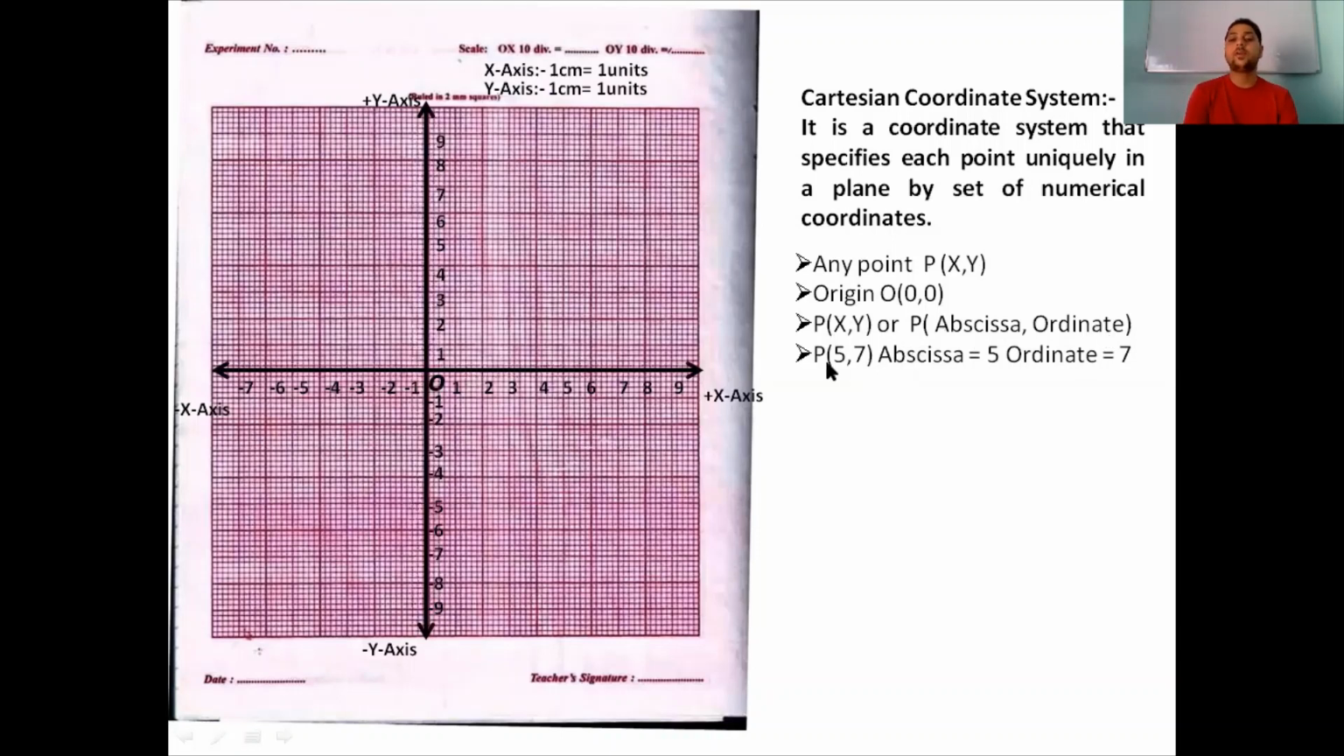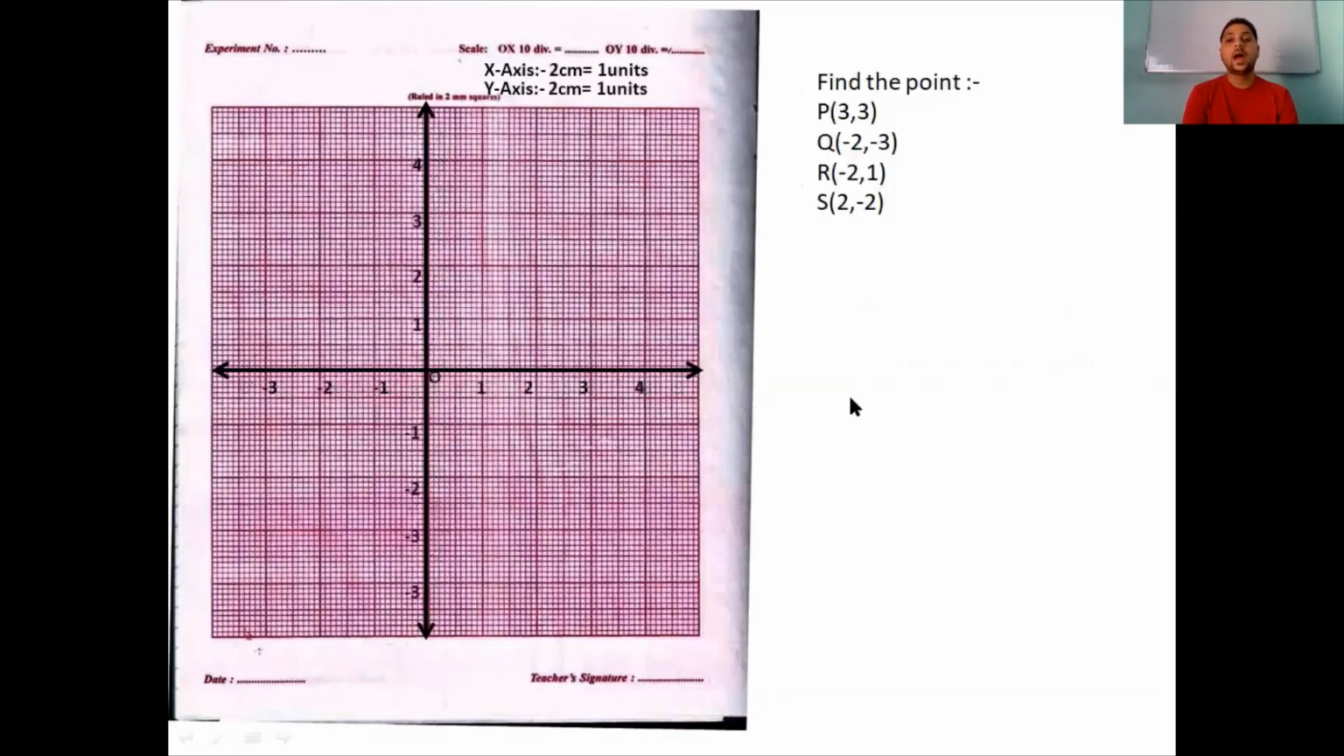Also, point P(x, y) can be represented as point P (abscissa, ordinate). That means if we are given, for example, point P(5, 7), then in that case the abscissa is 5 and the ordinate is 7. So if the abscissa is 5 and the ordinate is 7, we have the point (x, y) as P(5, 7). Understand? Now we have to express these points on your Cartesian plane. Here we have a graph. Now we have changed our scale factor. You can see we have taken 2 centimeter is equal to 1 unit here.